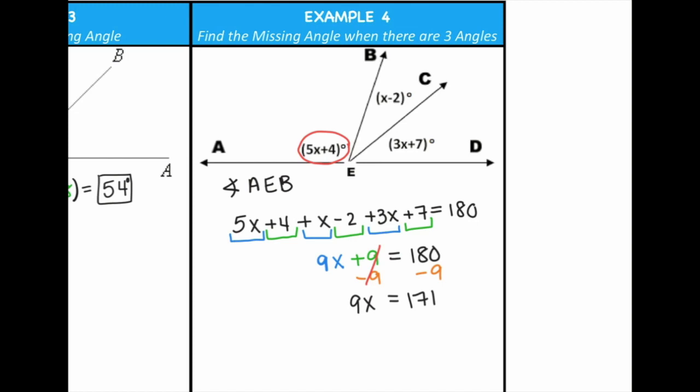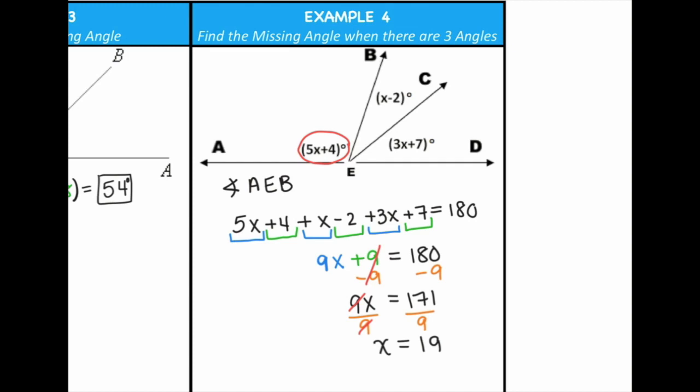And lastly, we now isolate x. So think about the operation that connects the 9 to the x. It's multiplication, so we have to do the inverse. We need to divide both sides of the equation by 9. On the left-hand side, it cancels out, leaving us with just x. And on the right-hand side of this equation, we now found that x equals 19.